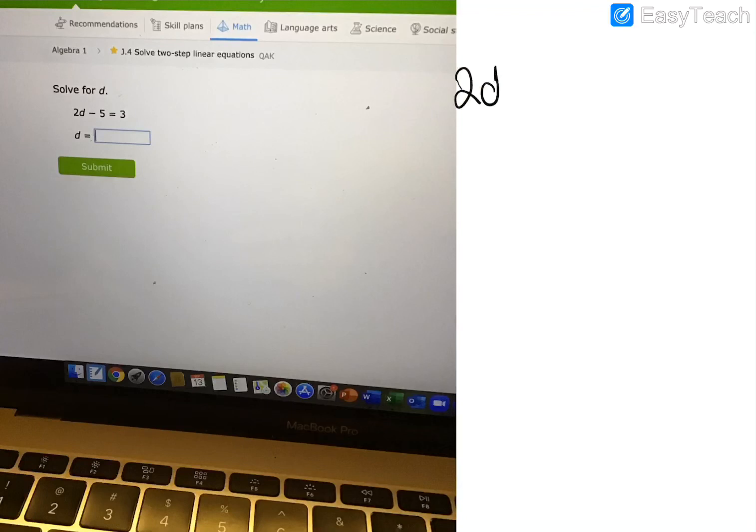So we have 2d minus 5 equals 3. So pause the video, try this one yourself. We're going to add 5 to both sides. We're trying to get that d all alone. So we have a 2, a d, a negative 5. We want the d by itself. The first thing we can get rid of is an addition or a subtraction. So that's why I'm adding 5 to the other side.